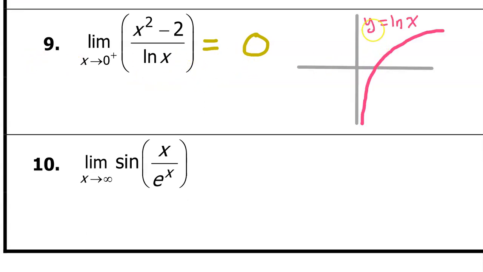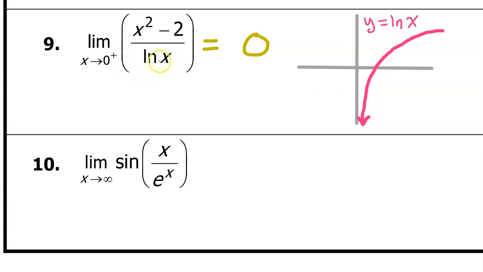Here's the first thing that was going on in my head. I know that the function y equals natural log x looks like this. This is a graph that you should have memorized. So, what happens to natural log x as x approaches 0 from the right? Well, 0 is the y-axis. As we approach 0 from the right, the natural log x is just going down, down, down. In other words, it is approaching -infinity.